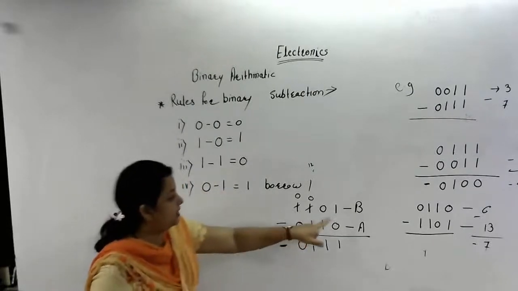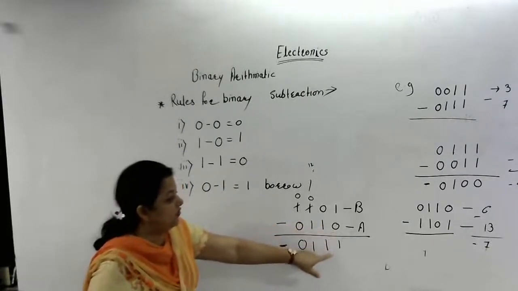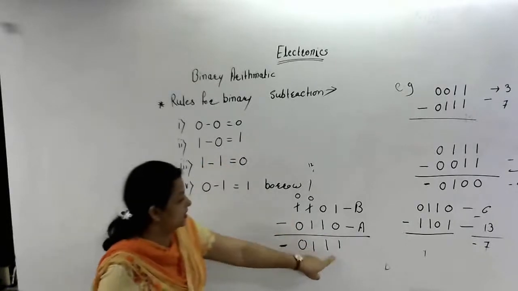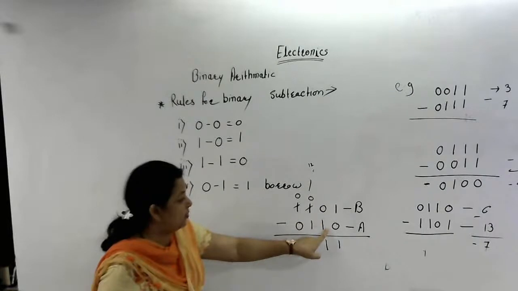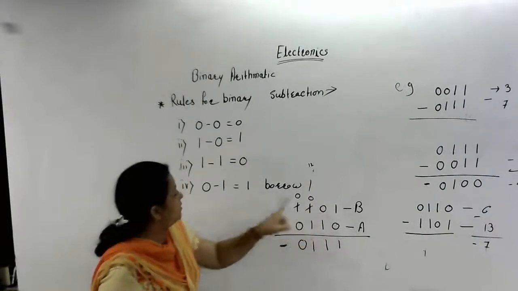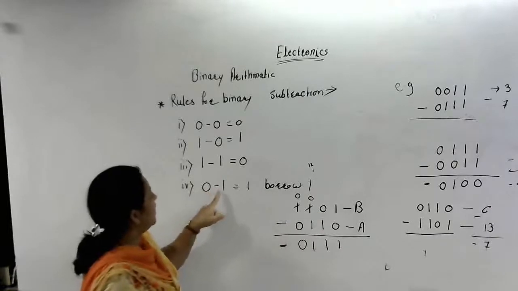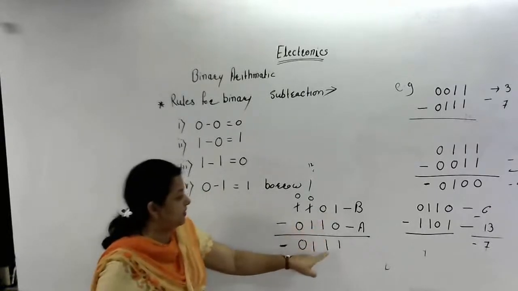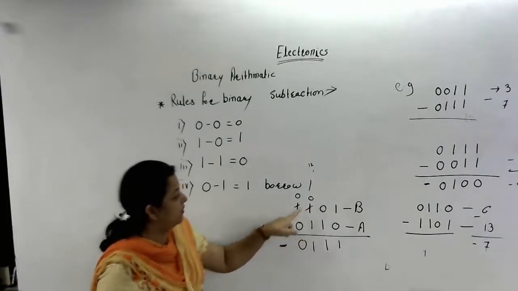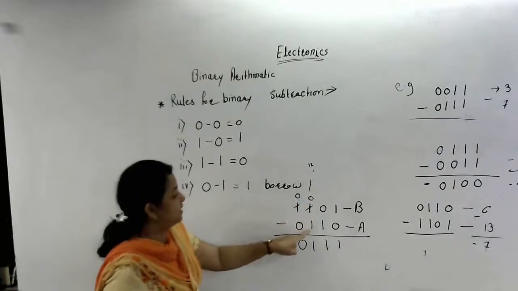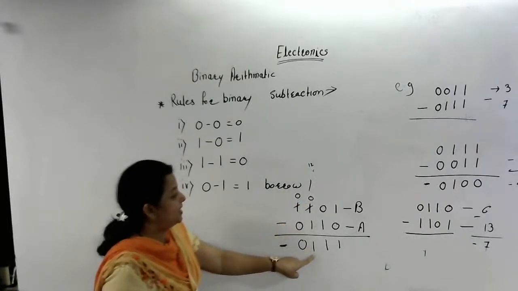How I perform this? 1 minus 0 is 1. Right? 1 minus 0 is 1. 0 minus 1 is not possible. We have to borrow 1. But answer is 1. What is the rule says? 0 minus 1. Answer is 1 and borrow 1. 0 minus 1. Answer is 1 and borrow 1 means we have got to place 0. So 0 minus 1. Again, that's why answer is 1.